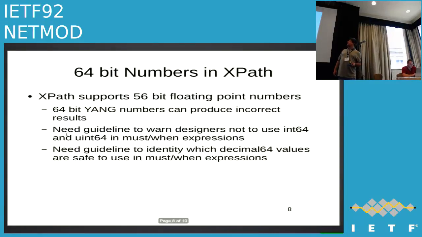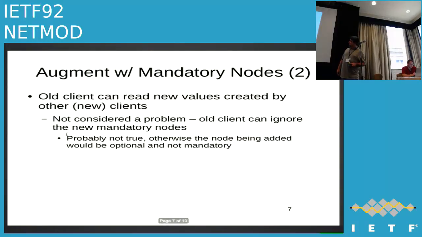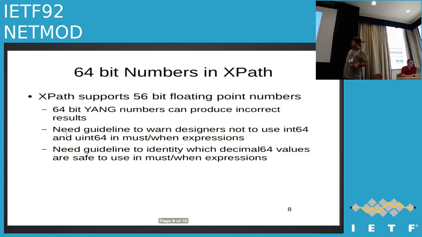I'm not so sure that it's actually safe for old clients to read the new values. The bullet there: if you're adding mandatory nodes, then can they really be safely ignored when you're reading the entry back? It seems like it would have been optional if it could easily be ignored. But by saying it's mandatory, it's clearly not something that can be ignored by the client. All right, so that's not an issue anymore.